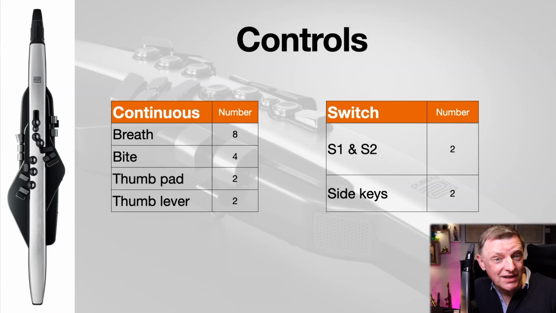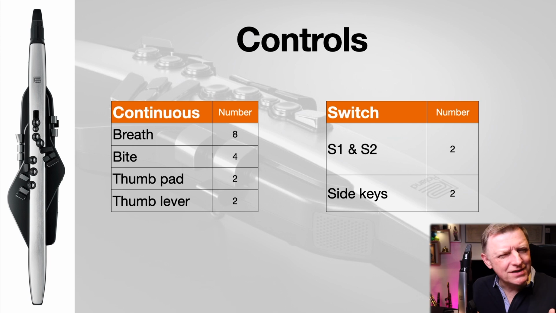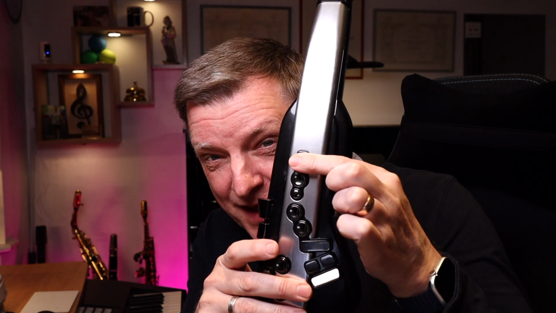And the other set of controls are really more like a switch. They'll turn something on or turn it back off again. So we have the S1 and the S2 key. And I don't know if you knew this, but each one of these side keys, so the palm keys or the side keys, the alternative, the high F sharp key and the front F key, they can all be used as a switch if you'd like them to.